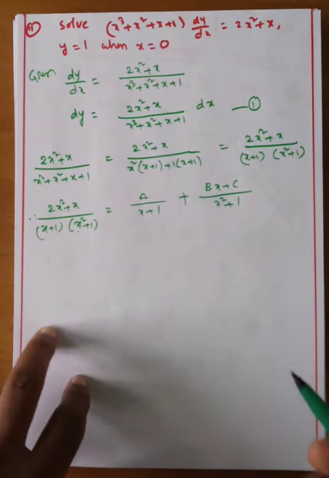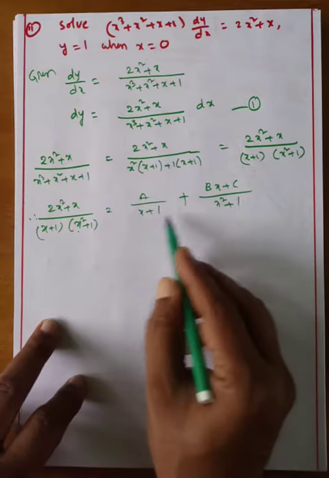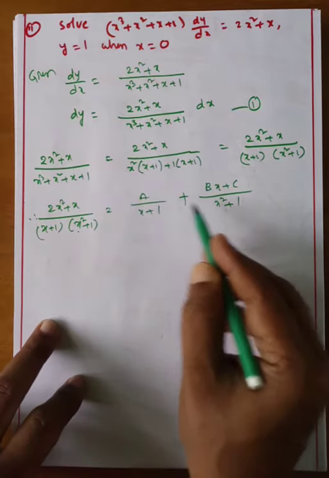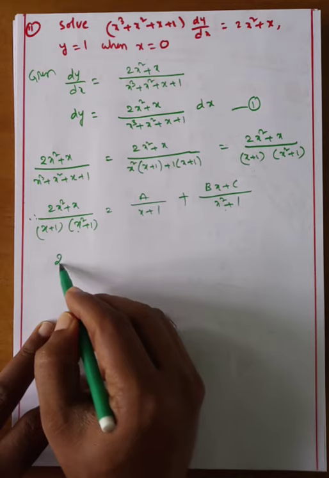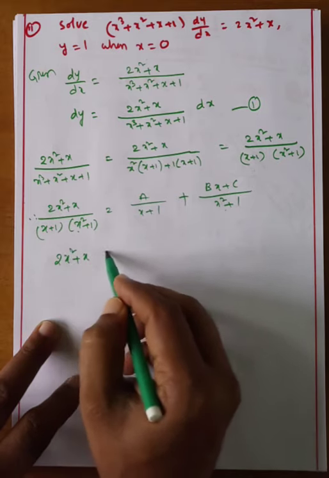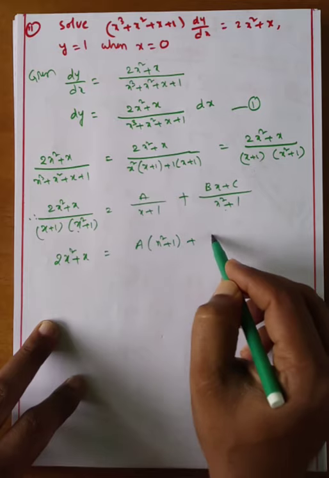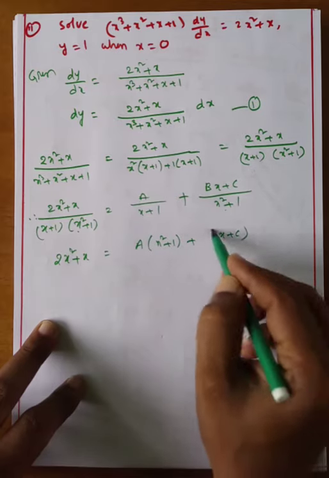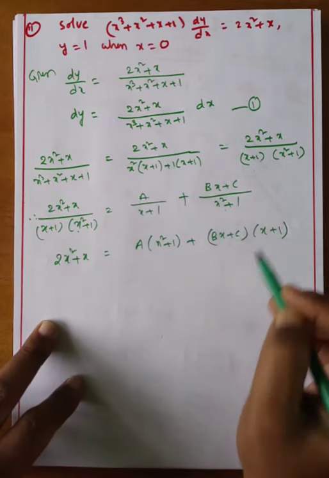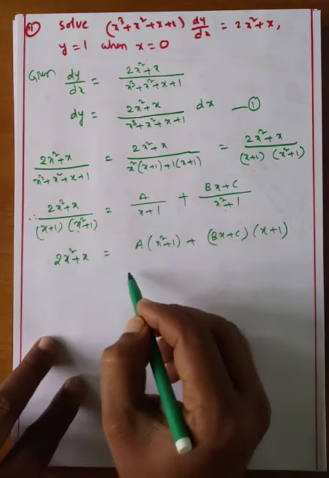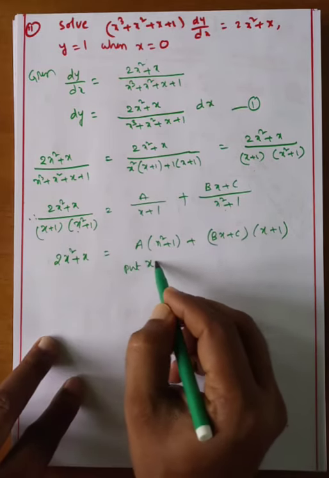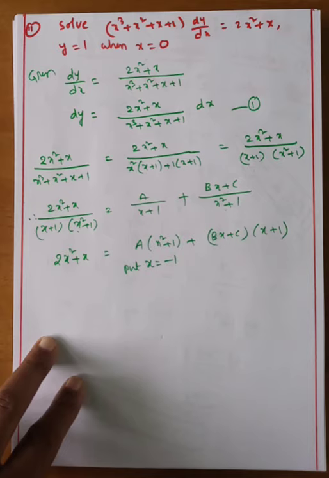Partial fractions. Now take the LCM, and the LCM cancels. Therefore, 2x square plus x is equal to a into x square plus 1, plus bx plus c into x plus 1, after cancellation of the LCM. Now put x is equal to minus 1, my dear students.